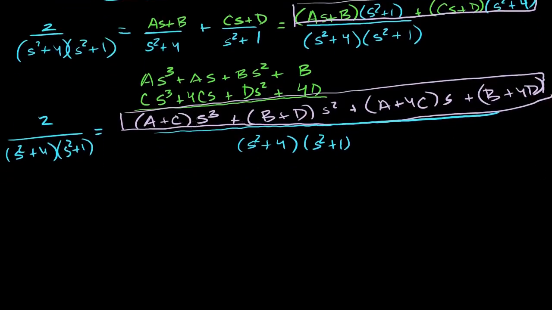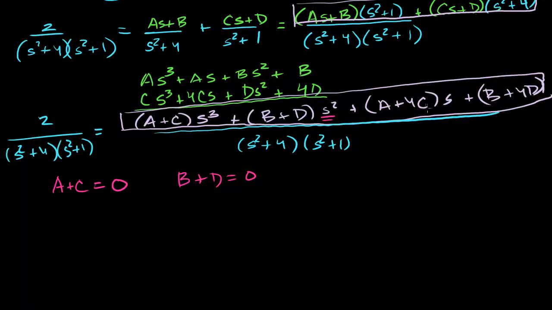A plus c, this is the coefficient on the s cubed term. Do we see any s cubed terms here? No, we see no s cubed terms here. So a plus c, let me write this down. A plus c must be equal to 0, because we see nothing here that has an s to the third. B plus d is the coefficient on the s squared term. Do we see any s squared terms here? No, so b plus d must be equal to 0.